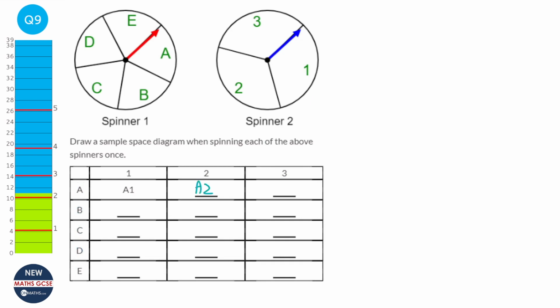So this will be A2, A3, and then this will be B1, C1, D1, E1, and this will be B2, C2, D2, E2, and this will be B3, C3, D3, and E3. And this represents all the possible outcomes you can get from both spinners.